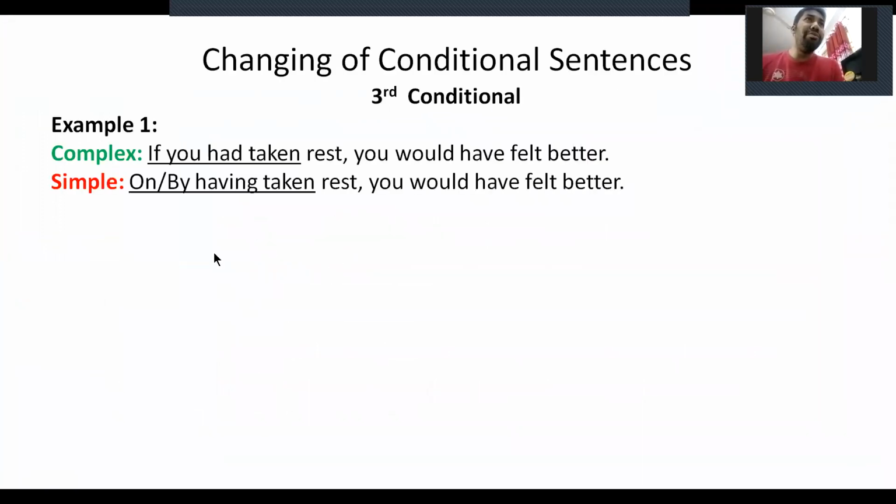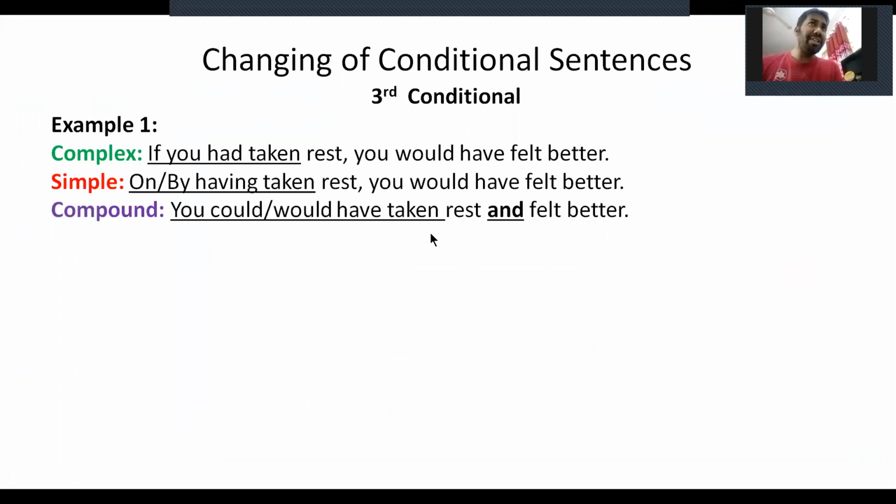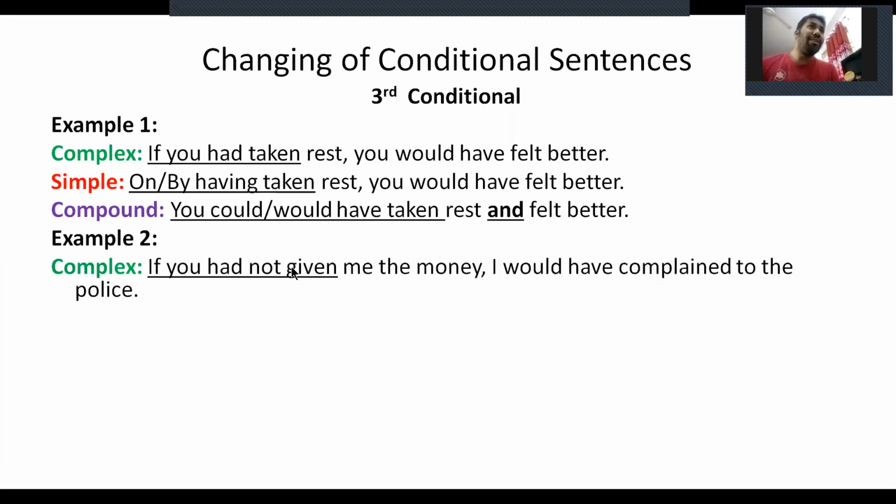To make the sentence compound, we need to use the conjunction and here, and the modal auxiliary would have or could have plus V3. The compound one is: you could have taken rest and felt better, or you would have taken rest and felt better. You can also use: you might have taken rest and felt better. The negative structure of this one is had not plus V3.